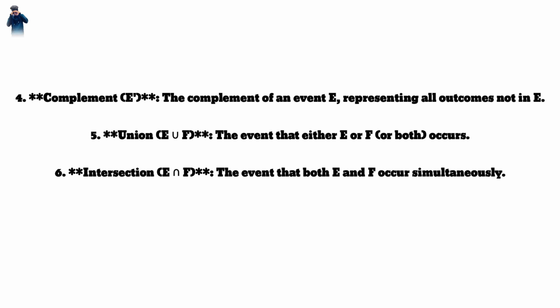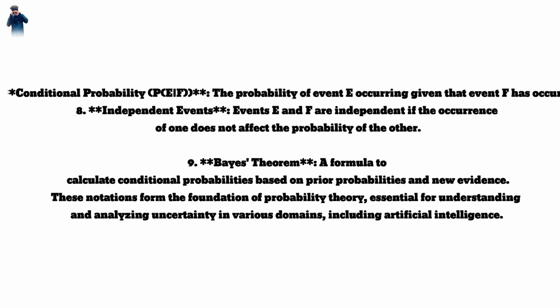5. Union, E ∪ F, is the event that either E or F, or both, occurs. 6. Intersection, E ∩ F, is the event that both E and F occur simultaneously. 7. Conditional probability, P(E | F), is the probability of event E occurring given that event F has occurred. 8. Independent events: E and F are independent if the occurrence of one does not affect the probability of the other. 9. Bayes' theorem is a formula to calculate conditional probabilities based on prior probabilities and new evidence.